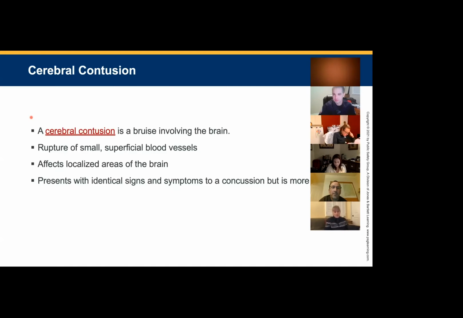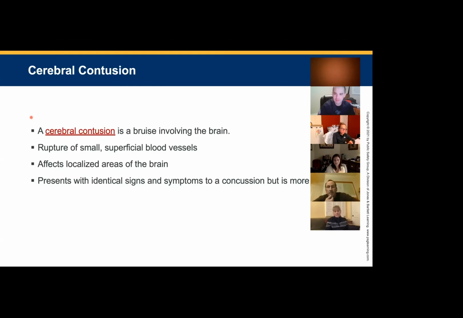Check the pupils. I mean, they're still going to be very important to check, but they may be sluggish in both cases. Are you going to get any fluid out of the ears? Okay, that would lead us to suspect a skull fracture. What about an MRI? So I'll give you the answer. It's a trick question. You can't. As a ski patroller, you cannot tell the difference between a concussion and a cerebral contusion.